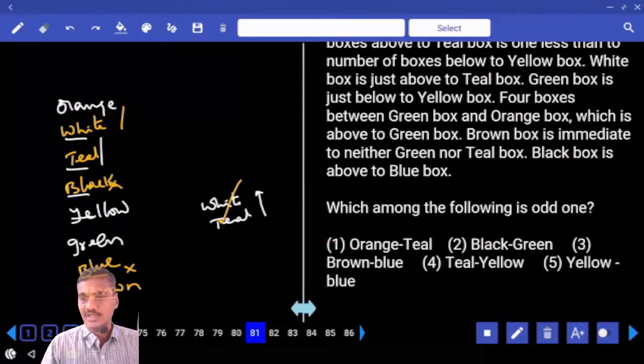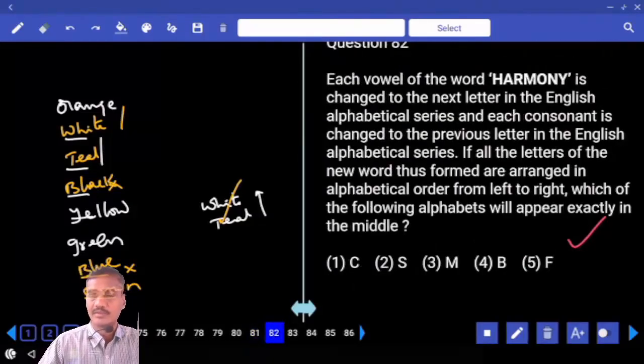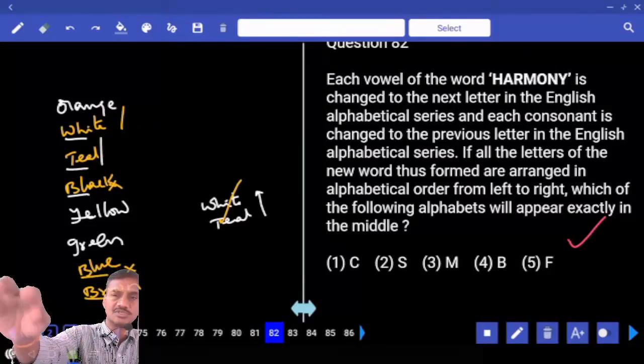And 81, which among the following is the odd one? Orange and teal. There is one box between these two. Black and green. Again there is one box. Brown and blue. Brown and blue, they are adjacent to each other, except choice 3. And in the remaining, what is happening here? These two are in alternate places. Then coming to 82, it is based on an individual question here.